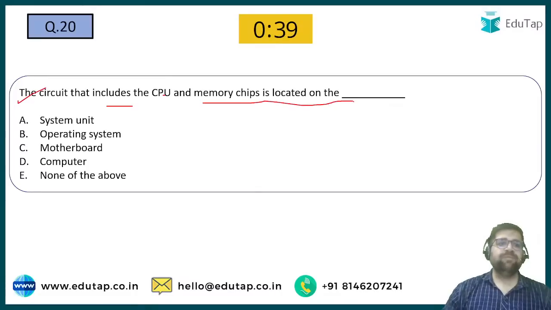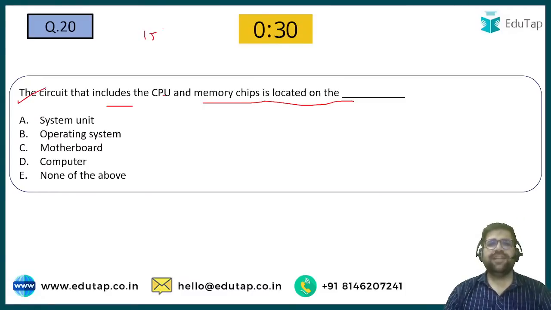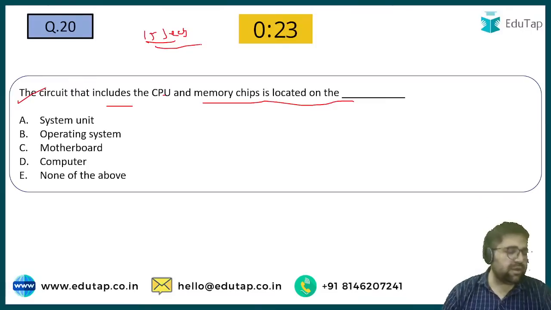Question number 20. The circuits that include CPU and memory chips. Guys, please be fast. You have to answer the question, I would say, in under 15 seconds only. If you are not getting the answer in 15 seconds in the exam as well, then I will suggest you move on to the next one. Yes, the right answer will be motherboard.